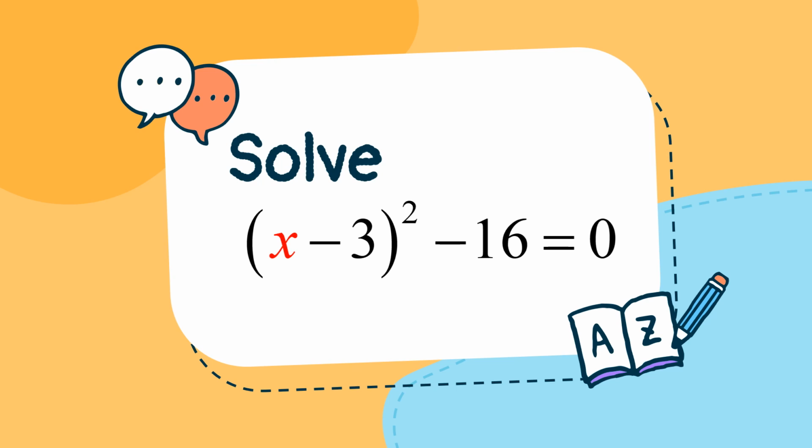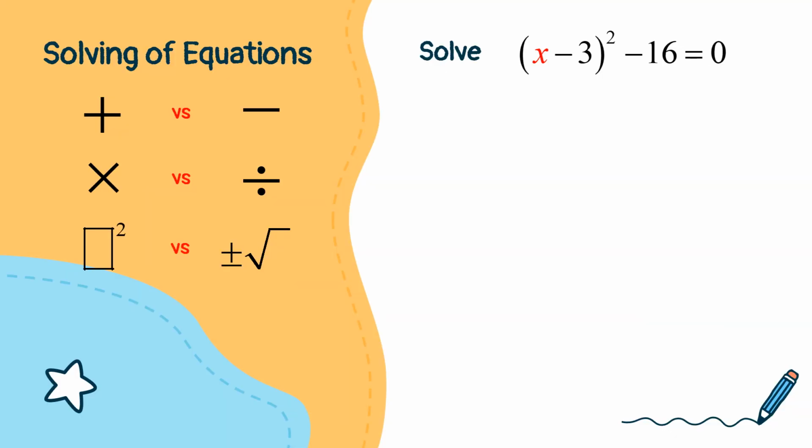For the final equation, we will need to solve x minus 3 squared minus 16 equals 0. So we need to decide whether to remove the minus 3, the square, or the minus 16. Yes, 16 is the furthest away from the x, so that's one trick that we can use. We will first remove the minus 16 by adding 16 on the left hand side, and adding 16 on the right hand side as well. On the left hand side, we will be left with x minus 3 squared.